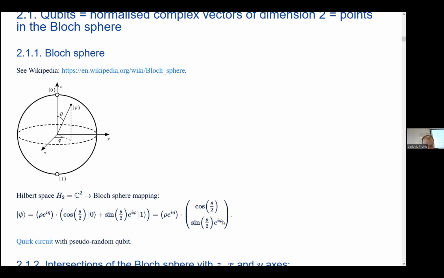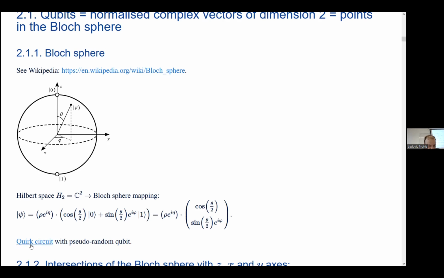And the theta and phi, which are the two parameters in this representation, correspond to the theta and phi in polar coordinates on the three-dimensional space for a point on the unit sphere in this three-dimensional space, which is called the Bloch sphere.